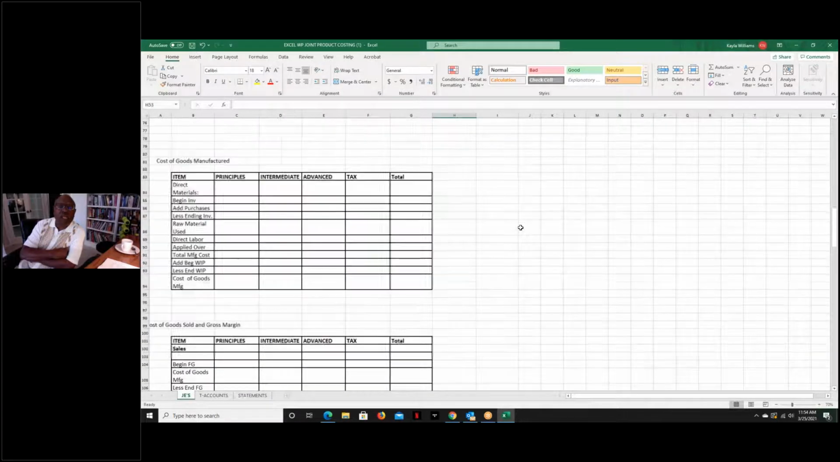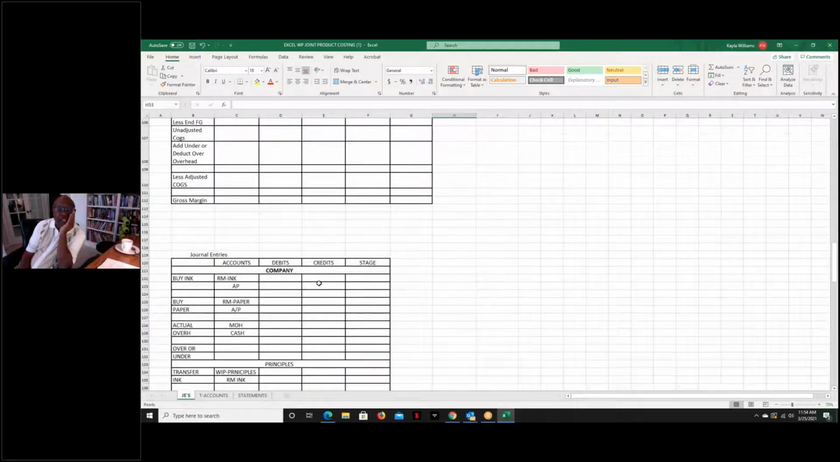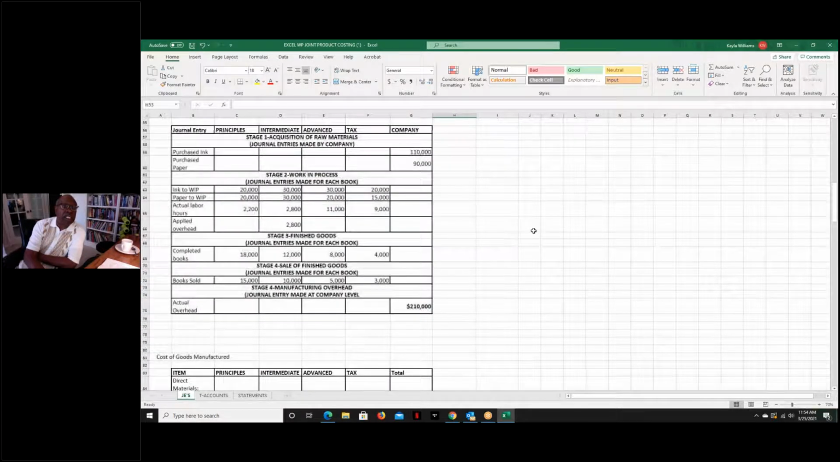Oh wait, okay. So I'm understanding now because I'm just not looking at this. This is like what we're supposed to make. Like you're telling us what journal entries to make, and then down here we're actually making the journal entries. Making the journal entries.